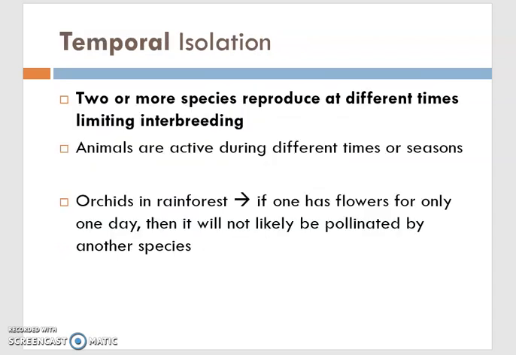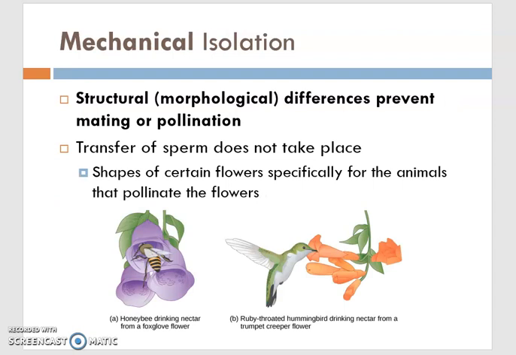Temporal isolation is when two or more species reproduce at different times, so then there's not going to be interbreeding, there's not going to be an exchange of genetic information, and so then over time, two new species will develop. Mechanical isolation is when structural differences prevent mating or pollination. So there's no transfer of sperm because they can't physically mate in order to exchange sperm and to create those new offspring.